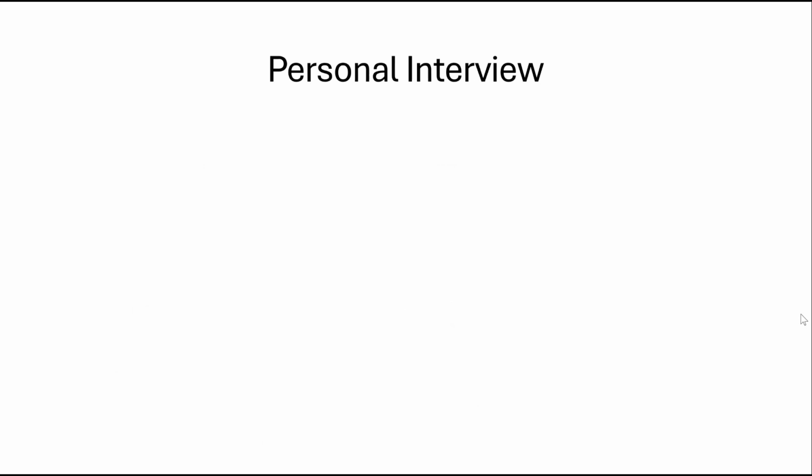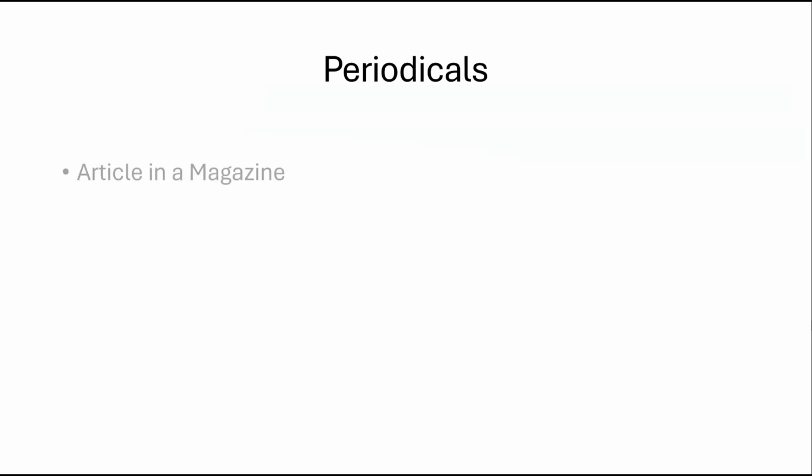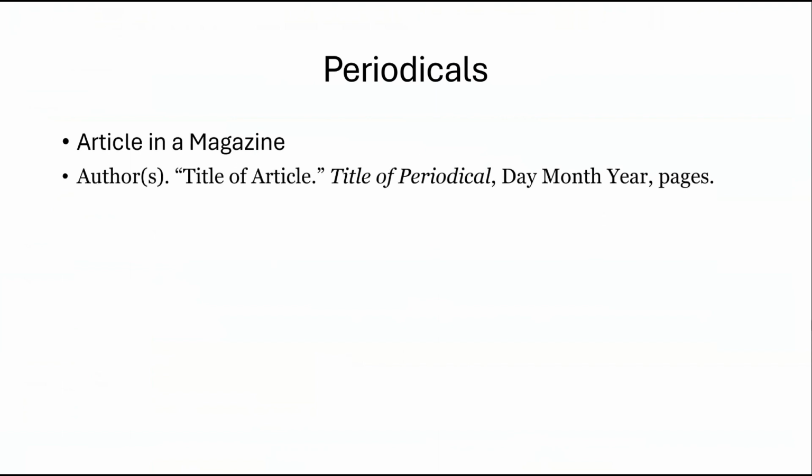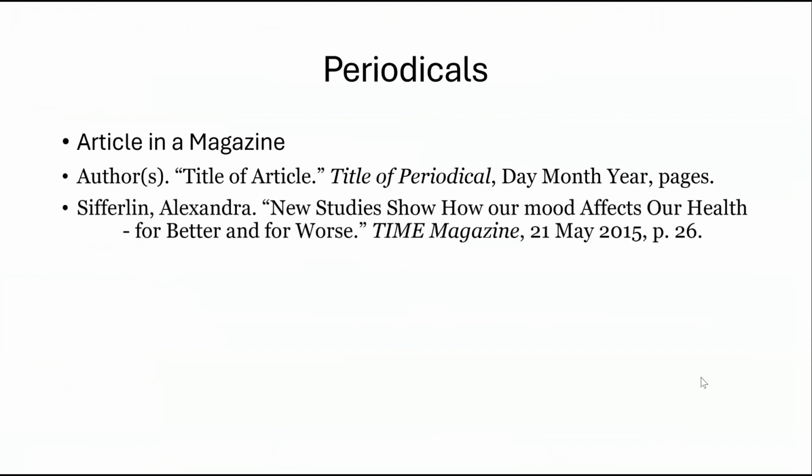For a personal interview, you're going to include the name of the person that you interviewed, the words personal interview, and then the date that the interview happened. For a periodical, such as an article in a magazine, this is what the basic format is going to look like. So you're going to have the author or authors' names, the title of the article in quotation marks, the title of the periodical italicized, and then the day, month, year it was published, and then the pages that you used in your paper. This is what it would look like.